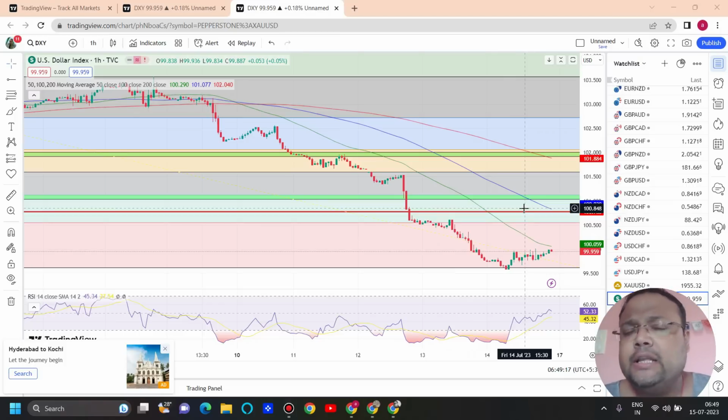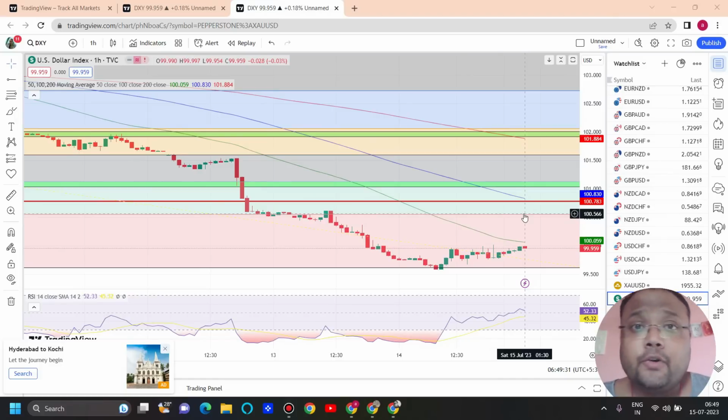If there is no sudden news in the market, under normal circumstances, we can expect that DXY will be facing severe selling pressure around these areas. And if the market reverses again from these two levels, we can plan our trades accordingly. So that's all about DXY.